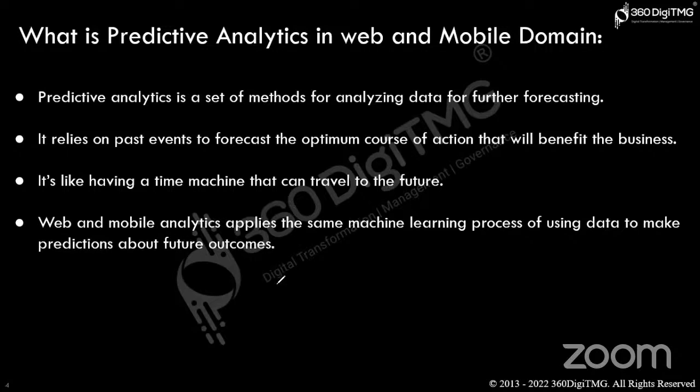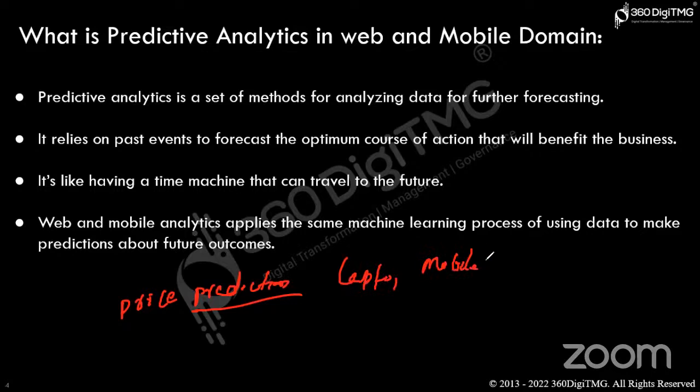Web and mobile analytics apply the same machine learning algorithm. Where exactly can we apply it when it comes to web and mobile? There are so many cases. If you want to do the prediction of the price of a laptop, you can say, or mobile, based on features. What are the features we'll be having?